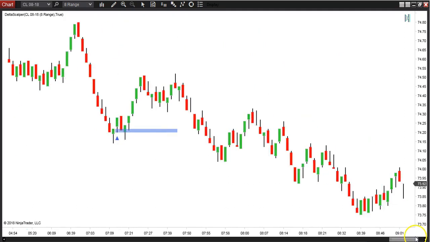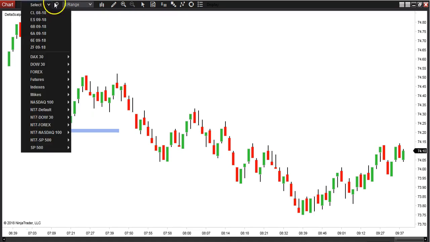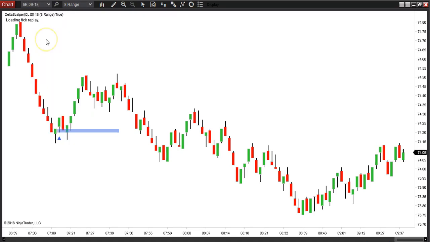So that's the Delta Scalper, and again it's designed for futures. The data that comes out of the CME exchange is different than the data you're going to get for Forex, so if you're trading Forex, it might be different. If you're trading Forex, you could trade Euro currency. Let's take a look at the Euro currency contract here, the 6E.